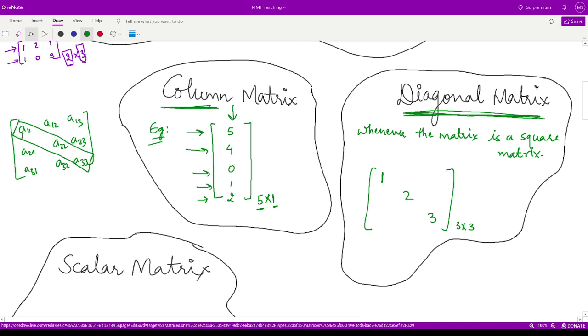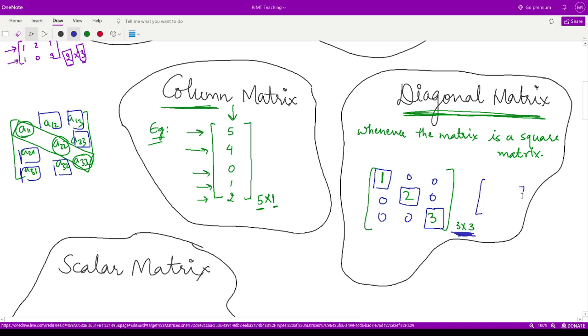So we only have numbers which are present at this location, and all other numbers here, this one, this one, this one, and this one, this one, this one, they all are 0. So that means I can write 0, 0, 0, 0, 0, 0 here. So this is the diagonal matrix where the only numbers are present at the diagonal of the matrix. So therefore the matrix has to be a square matrix.